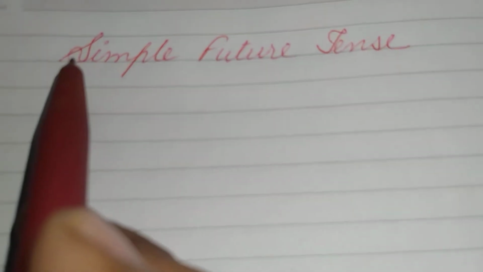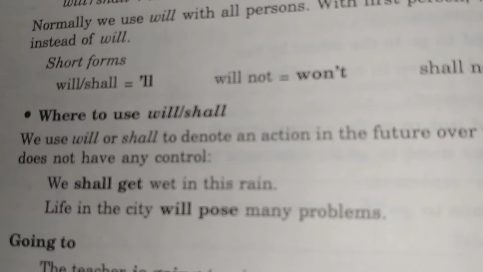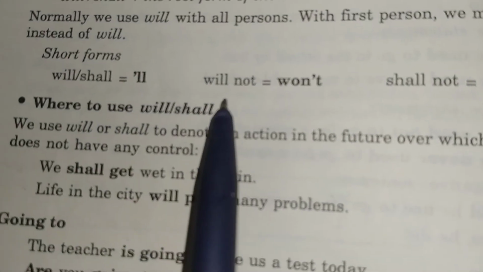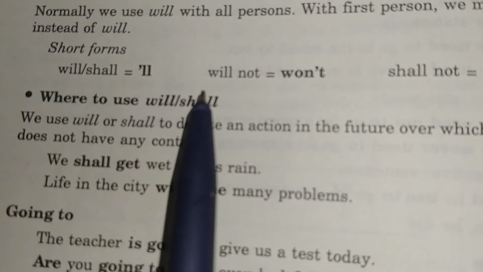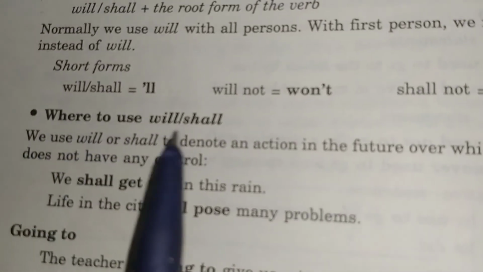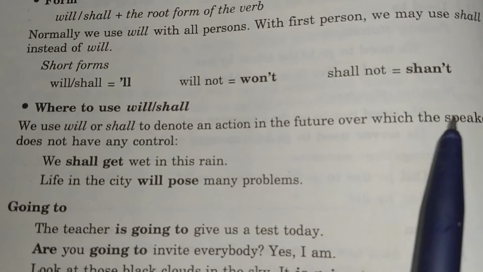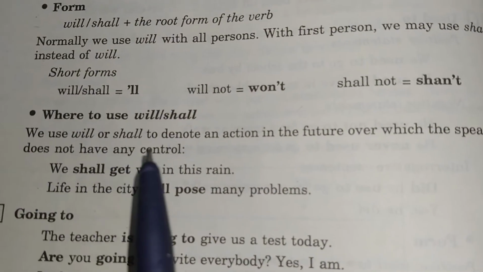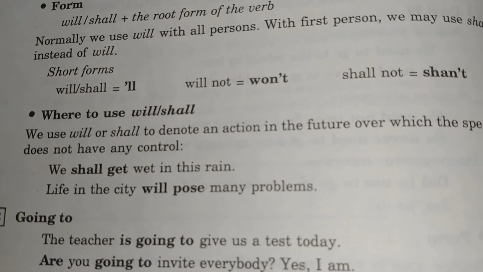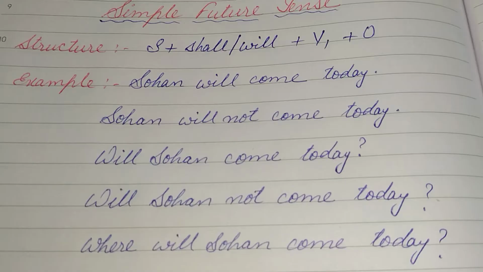Now, we will discuss simple future tense. Now see, where to use will or shall. Generally we use will or shall with future tense, simple future tense. We use will or shall to denote an action in the future over which the speaker does not have any control. So in future tense we will discuss the things which are going to happen in future time.